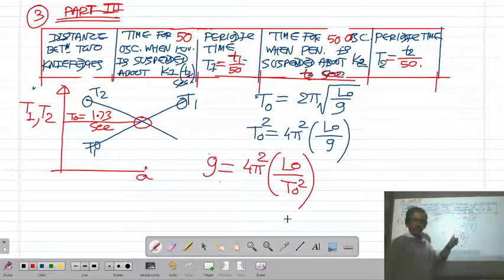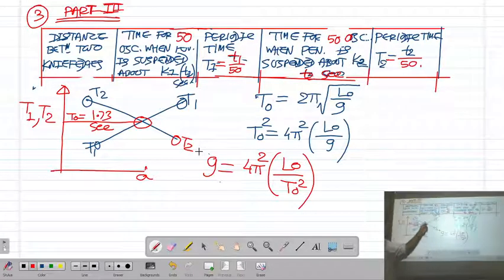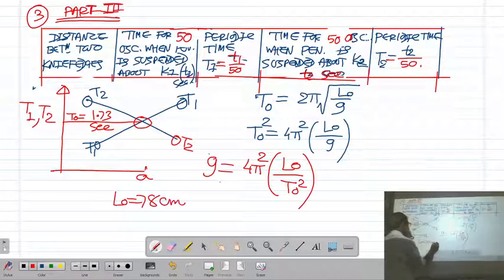4 pi, you know very well, 3.14, square. T0, from the point of intersection of the T1 and T2 graph, the value of T0 is 1.73 second. L0 is the distance between two edges, that is 78 centimeter.